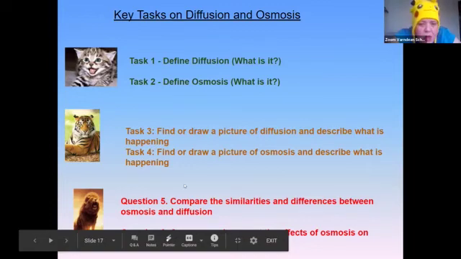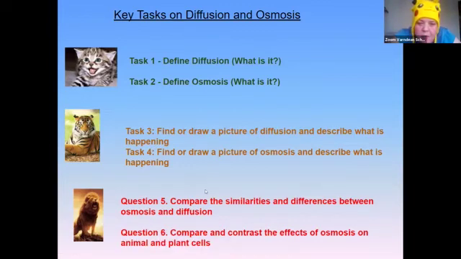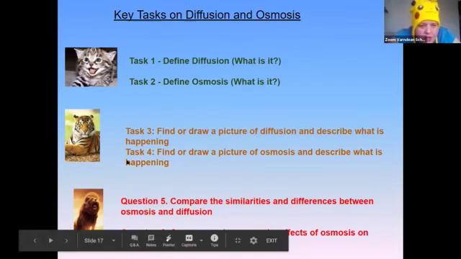How are they different? And then my bottom question was compare and contrast the effects of osmosis in animals and plants. So that's that little bit I did about animals and plant cells. Now, this is not quite the end because I've added an extension task on. Okay, so this is the main bit.